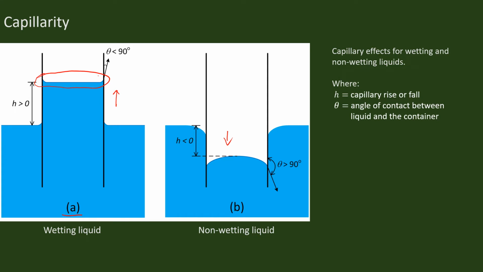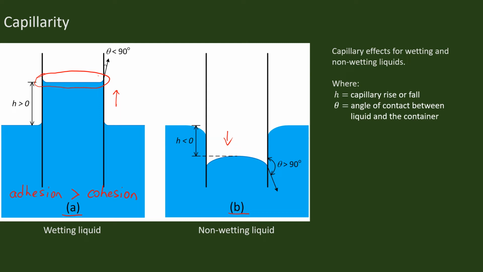So for this wetting liquid, the adhesion force is greater than the cohesion force. One good example of a wetting liquid is water. Now the opposite of a wetting liquid is shown here in figure B. So this is the non-wetting liquid.